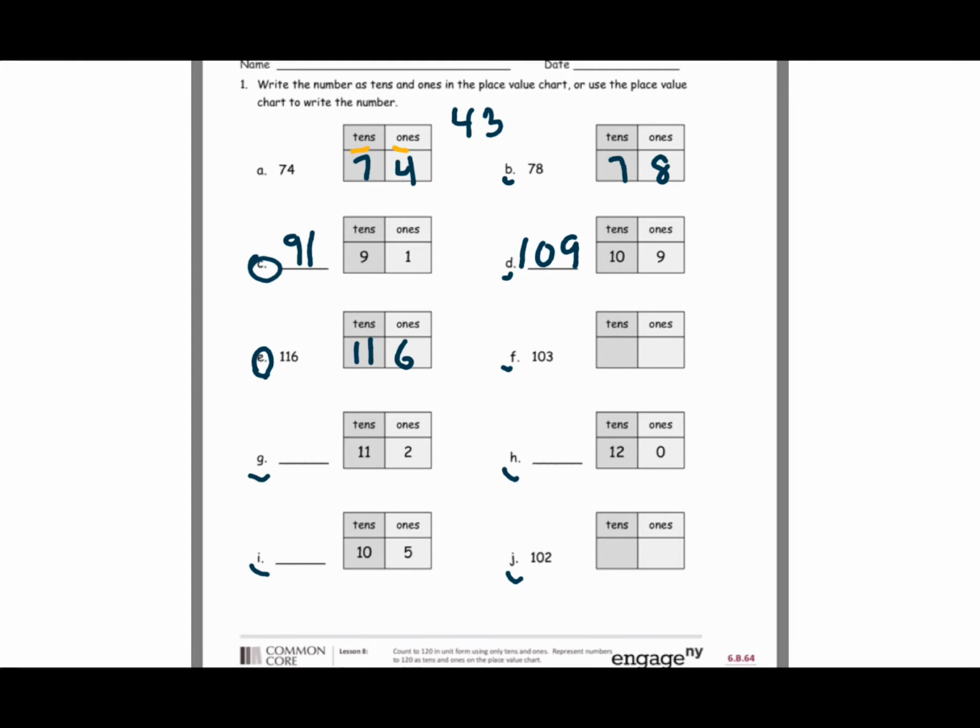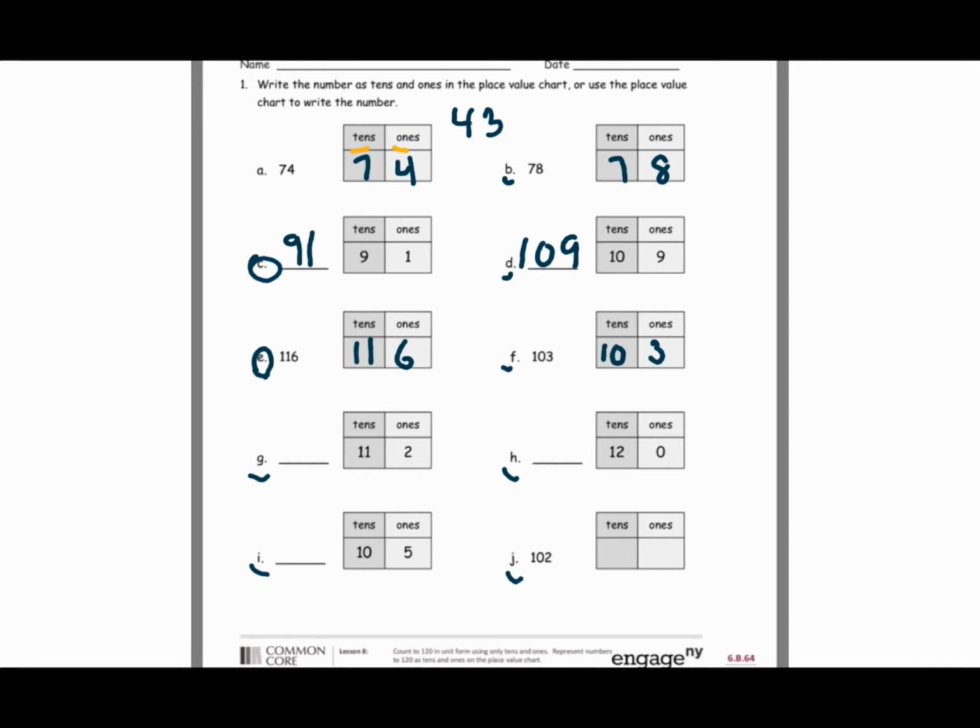And for letter F, the number is 103. That tells me that I have 10 tens, because 10 tens is the same as 100, boys and girls. And I have 3 ones. So remember, 10 tens is the same as 100. But our place value chart doesn't have a hundreds place, so we have to write 10 tens.